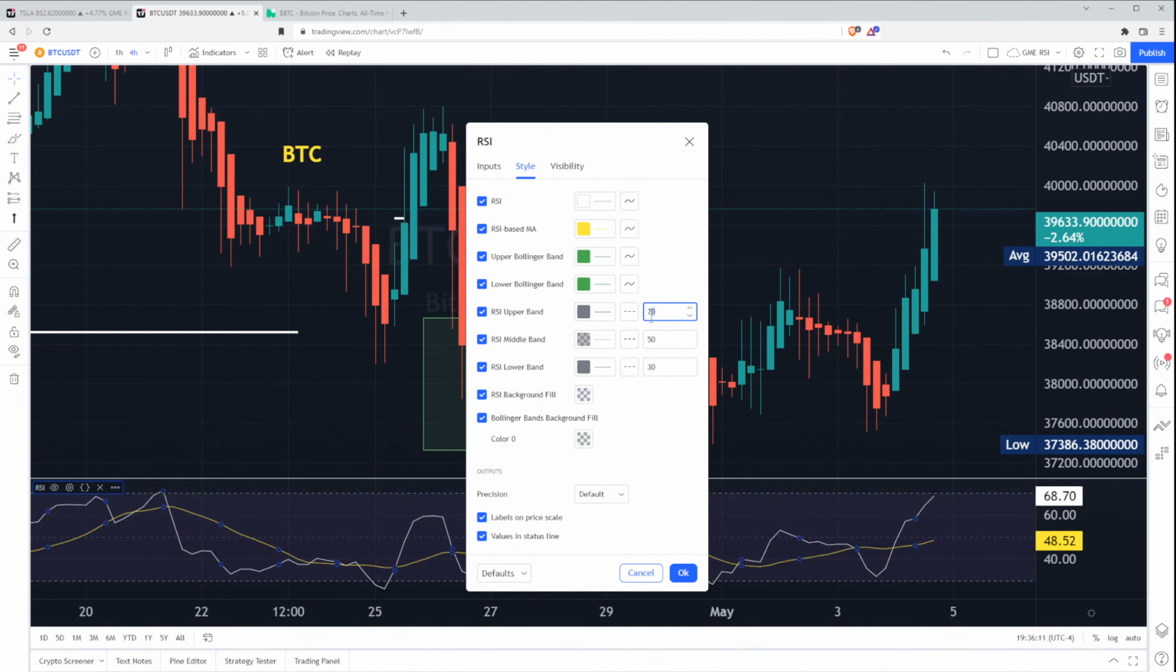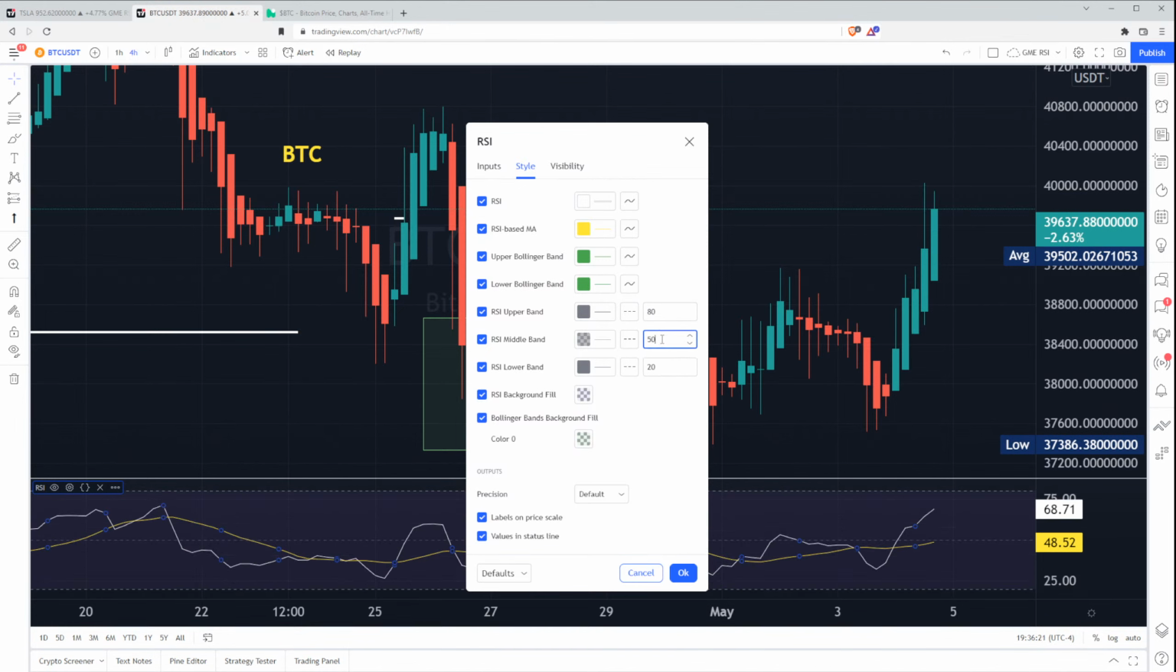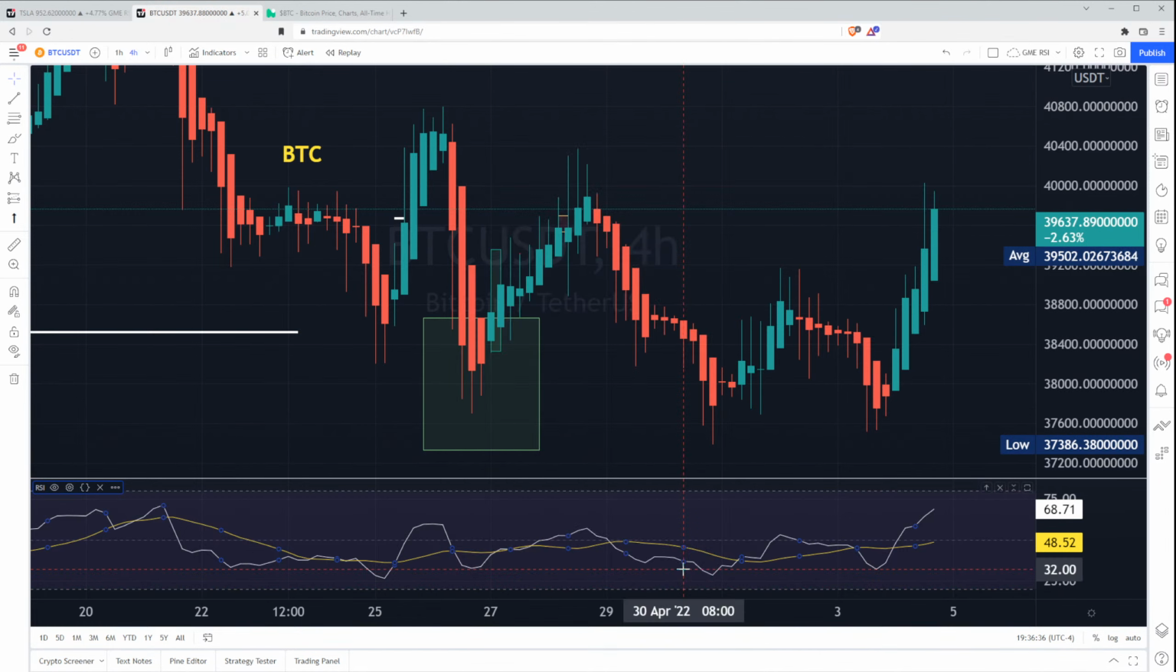Let's change the upper band to 100. Well, 80. Lower band to 20, because it has room to go. We're going to do this on higher time frames. So my RSI is going to be white. The moving average based on the RSI is going to be gold. And we're going to hit OK.